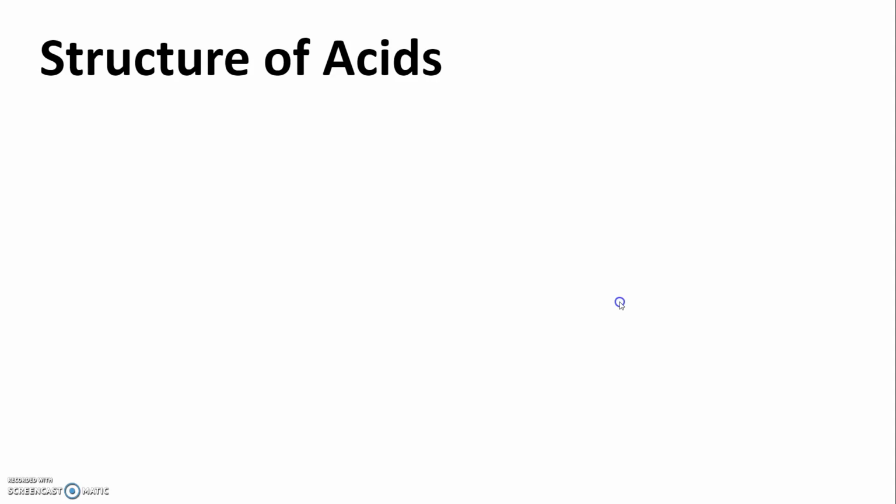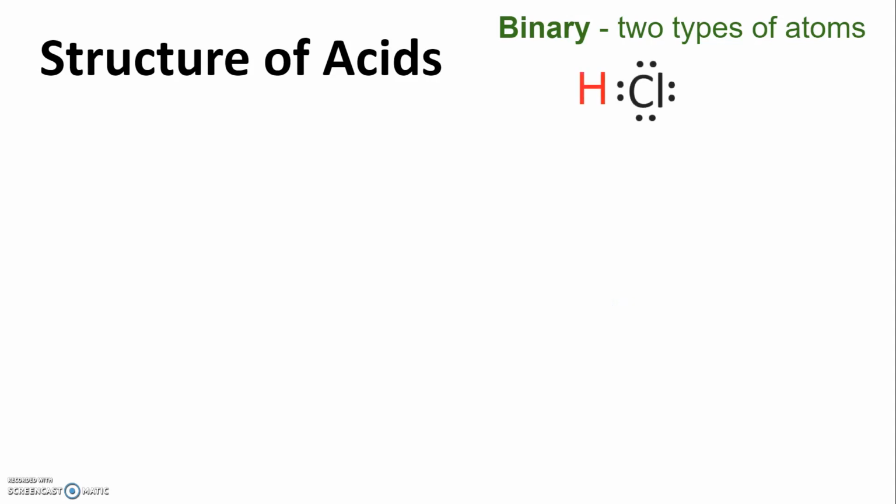So let's take a look at the structure of acids. There are 2 main types of acids in terms of understanding their structure. There are binary types, which are just made of 2 types of atoms. So hydrochloric acid, for example, HCl, and hydrosulfuric acid, H2S. You'll notice that in those cases, these are just covalent molecules, and the hydrogens are attached to very electronegative or relatively electronegative atoms.